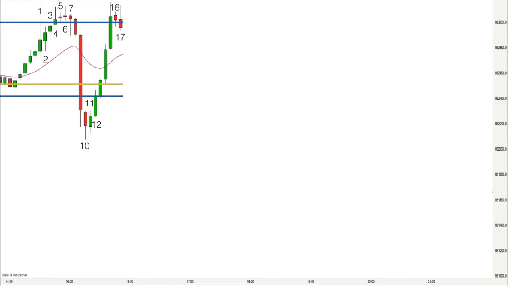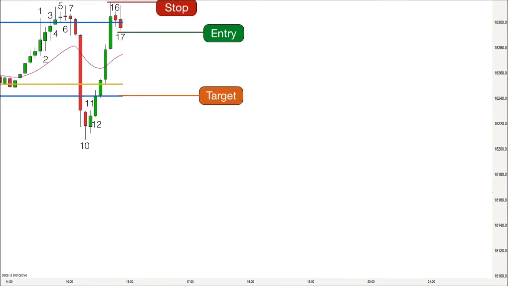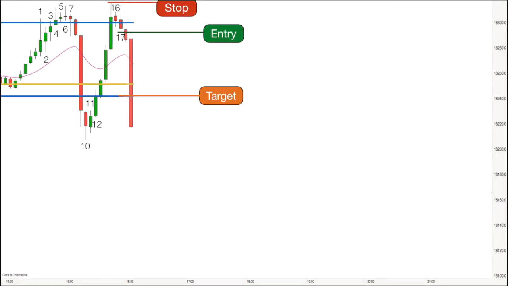And I'll not be the only one who's spotted this. There'll be hundreds of thousands of other traders and computers seeing the same thing, and they'll be waiting to pounce. So what happens next? Let's have a look. And so 2 bars later, we've got our target again.